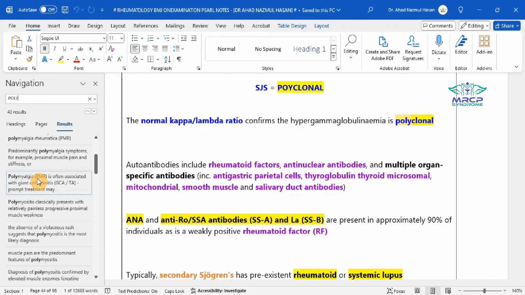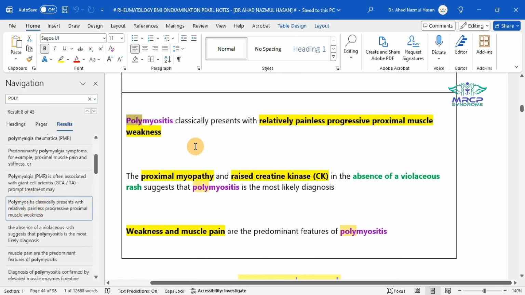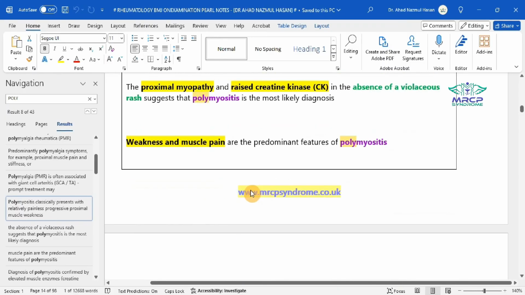What is polymyositis? Polymyositis classically presents with relatively painless progressive proximal muscle weakness. In some cases it is written that polymyositis may be slightly painful as well, but the cardinal feature is that it is usually painless. The proximal myopathy and raised creatine kinase, at least greater than 1000, in the absence of viruses suggest polymyositis is the most likely diagnosis.